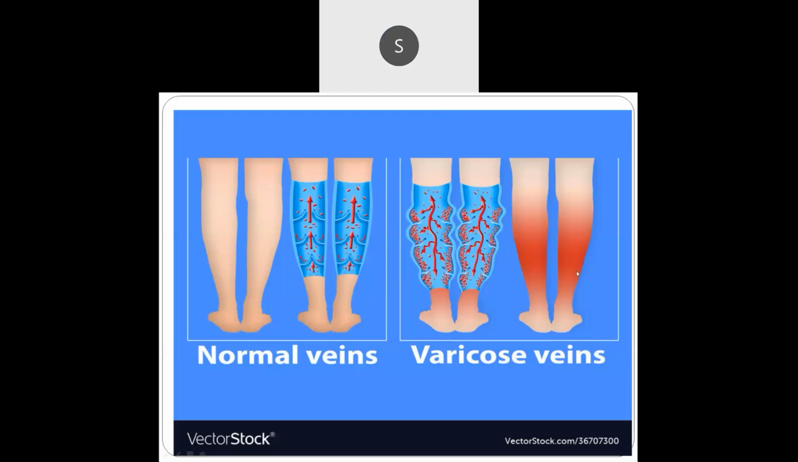Okay, good. So normally, the blood in the veins goes in the upward direction, towards the heart. But in varicose vein, because of the weak and damaged valves, the blood will clot, and there will be blood pooling. Blood pooling means all the blood will accumulate in one particular place. Understand?